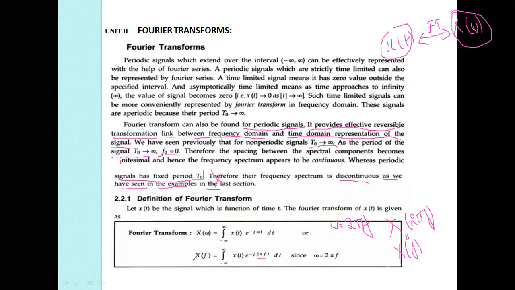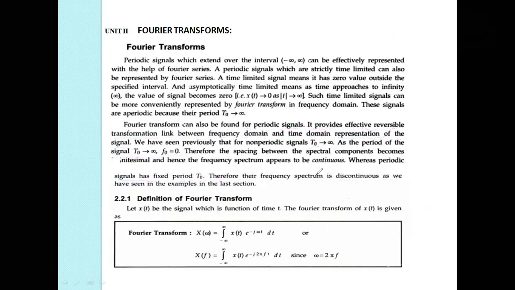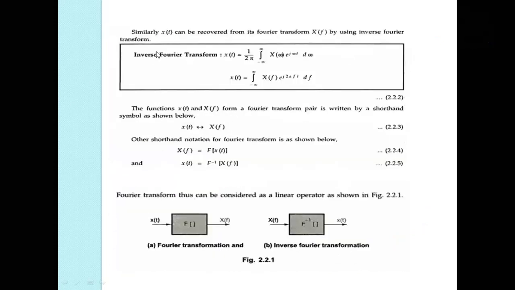One is angular frequency and the other is normal frequency. The Fourier transformation: X of f is equal to the integral from minus infinity to infinity of x of t e power minus j 2 pi f t dt, meaning we changed omega to 2 pi f. Okay. And similarly, x of t can be recovered from its Fourier transform X of f by using the inverse Fourier transform. What is the inverse Fourier transform?